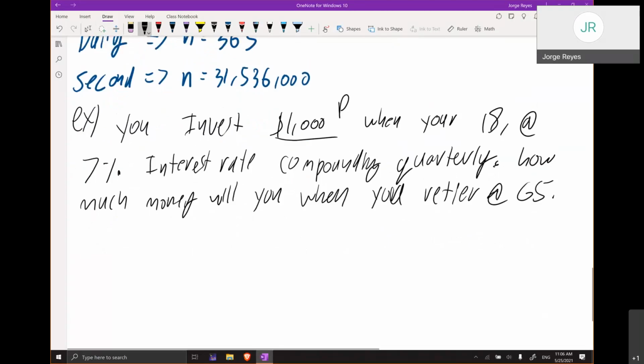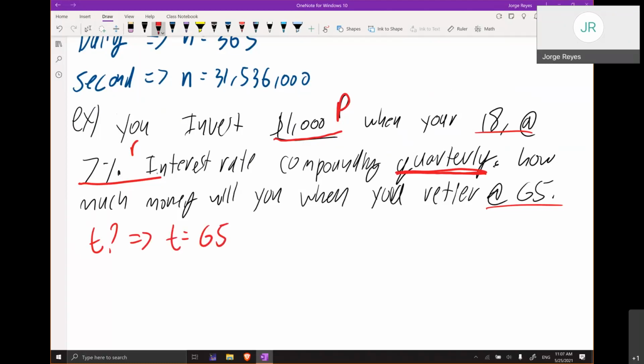The first thing is you need to read the problem, and I already kind of started doing that for you. So you invest $1,000 when you're 18, so 1,000 is P. 7%, so we know what R is. They said the word quarterly, so you know what N is. And then these ages are what's going to tell us the time. So how long is this going to be invested? Well, it's going to be 65 minus 18, so 47 years.